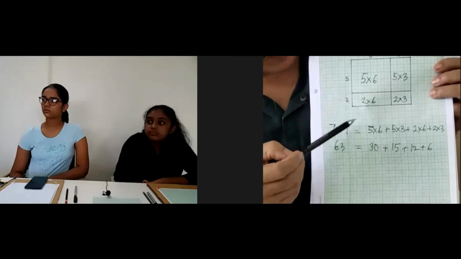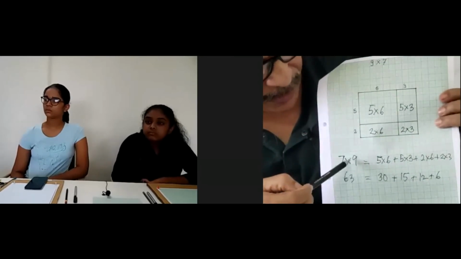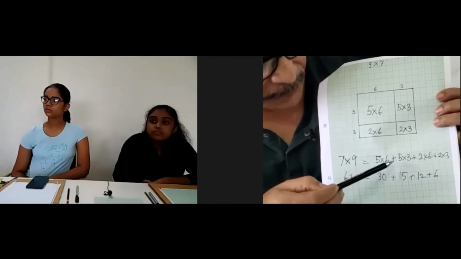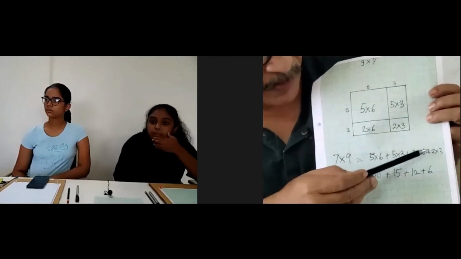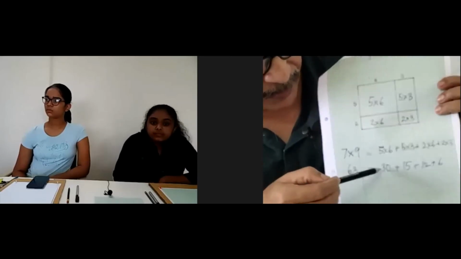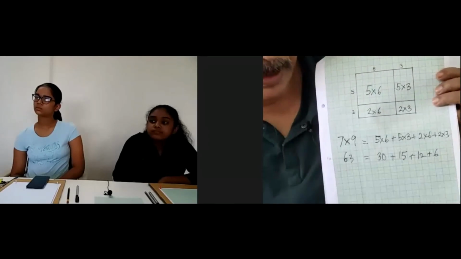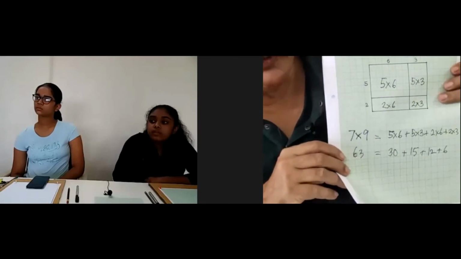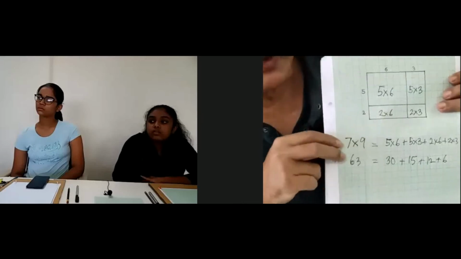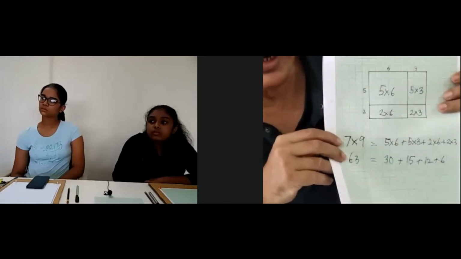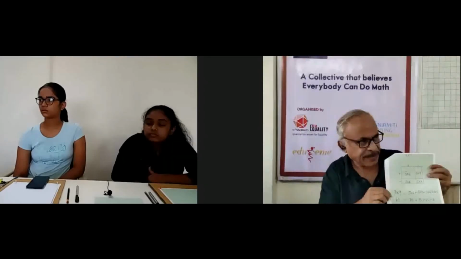So I write the whole thing as a sum. Here I draw it as a figure. Now I write it as a sum. So 7 times 9 is 5 times 6 plus 5 times 3 plus 2 times 6 plus 2 times 3. Or 63 is 30 plus 15 plus 12 plus 6. I can also write one more expression showing this figure using brackets. I'm going to write that now and show it to you. Recall it was a revision from the last session. I'm going to write 7 as 5 plus 2. I'm going to write 9 as 6 plus 3. This is the last line which I have written.